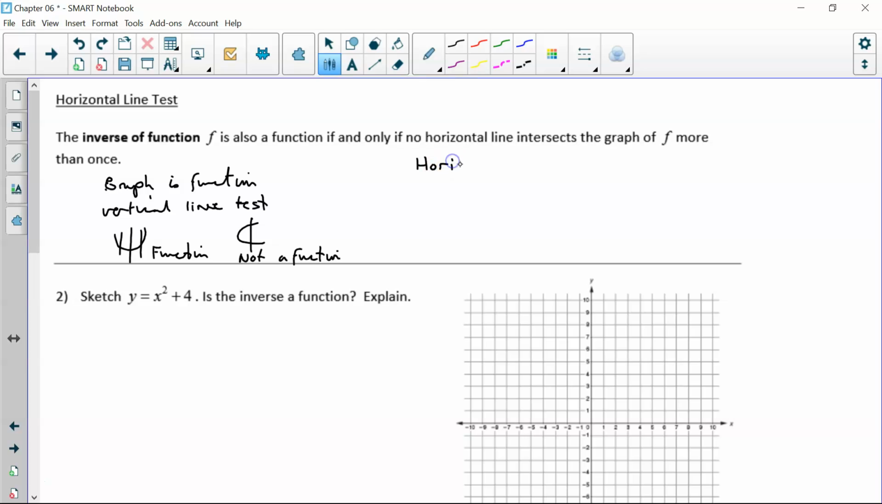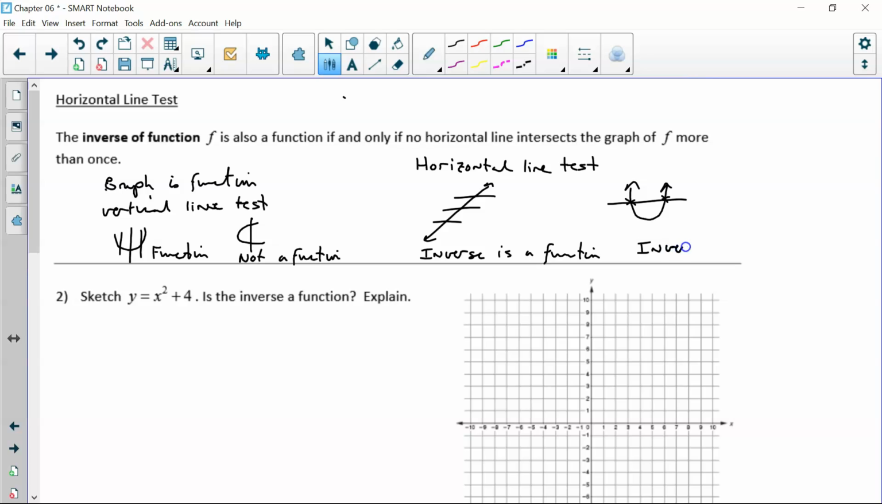Here, for the horizontal line test, if I have a graph like this, if I draw horizontal lines, it's never going to intersect more than once. So the inverse is a function. If I have a graph that looks like this, if I draw a horizontal line, you can see it intersects twice. That would say that the inverse is not a function.